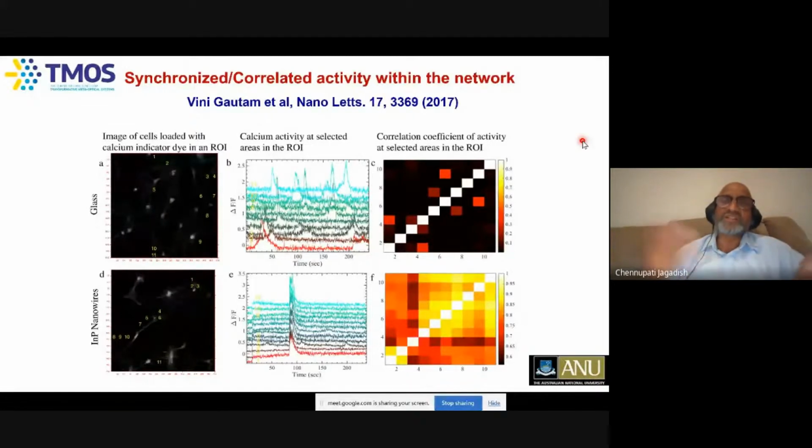So when she presented her work at a neuroscience conference 3 years back in Melbourne, they were quite excited about it, and they started asking her, what type of neurons are you growing?